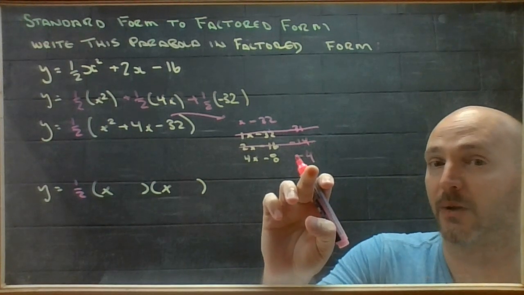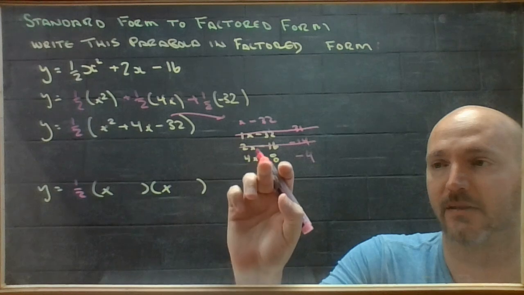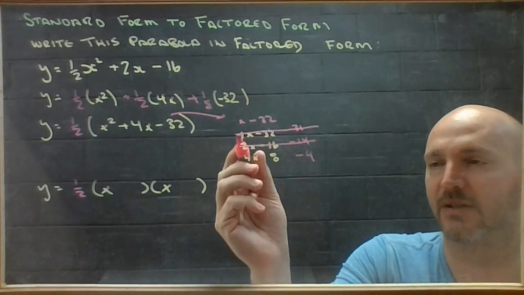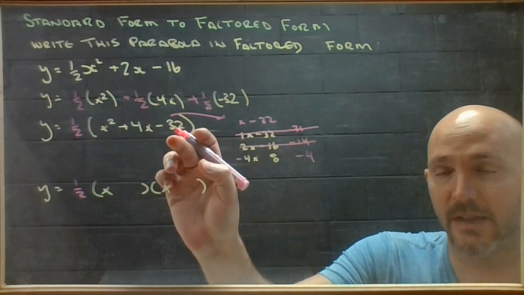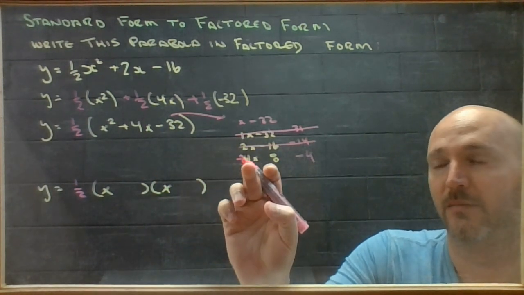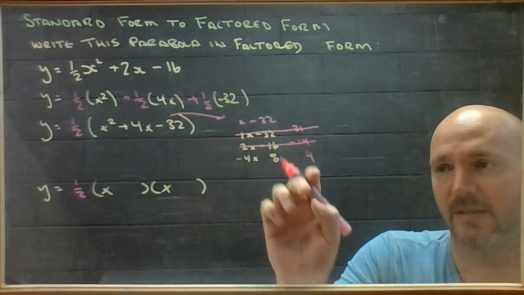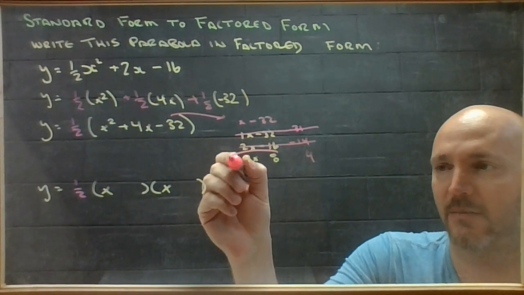Well, that's the right number, but it's not the right sign. So what if I switch these around? Negative 4 times 8 is still negative 32. Negative 4 plus 8 is positive 4. So that's the combination I want.